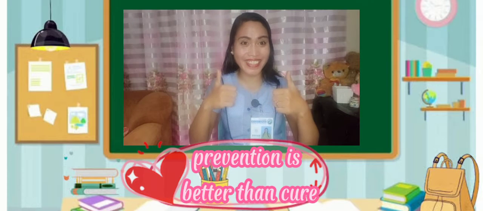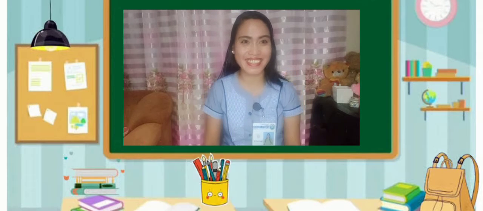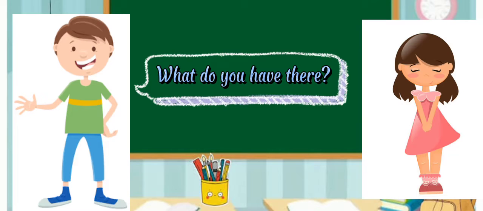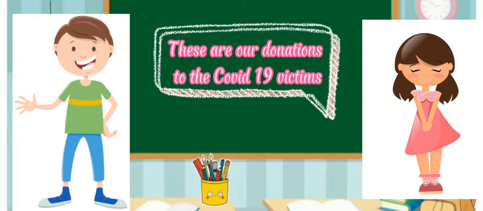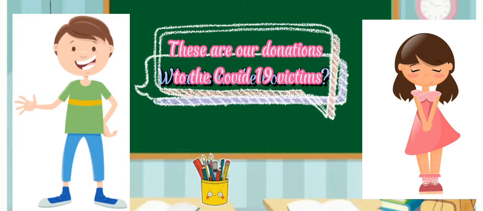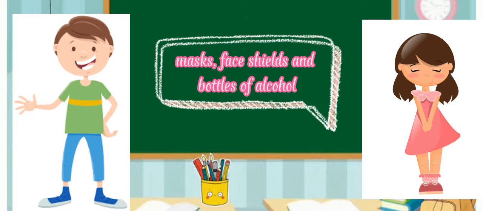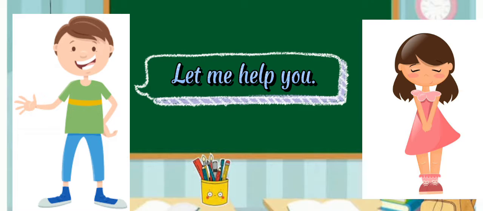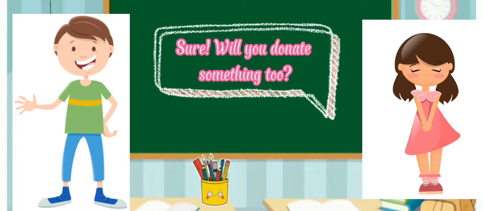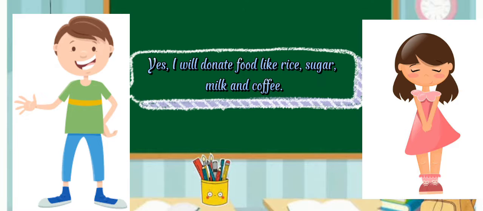All right? That's great. What do you have there? These are our donations to the COVID-19 victims. What is in the box, Anna? Masks, face shields, and bottles of alcohol. Let me help you. Sure. Will you donate something too? Yes, I will donate food like rice, sugar, milk, and coffee.